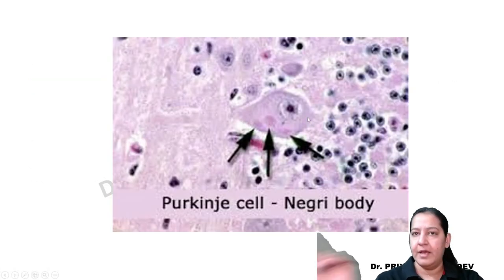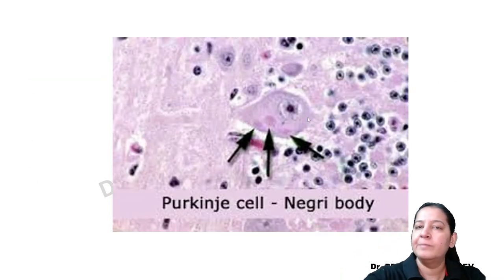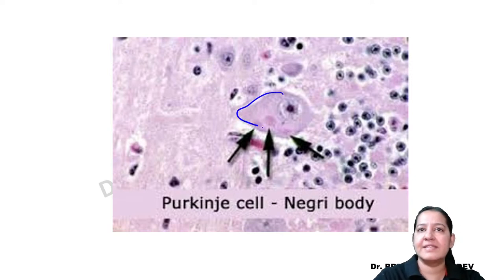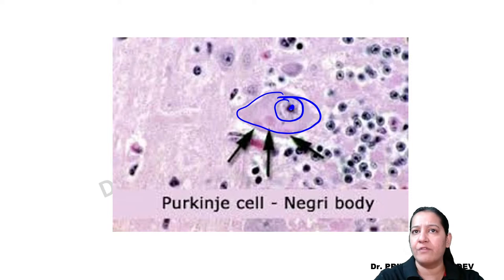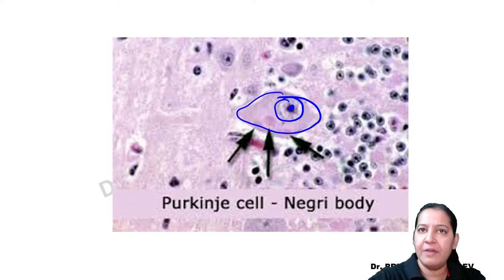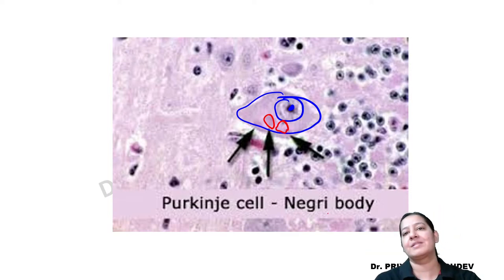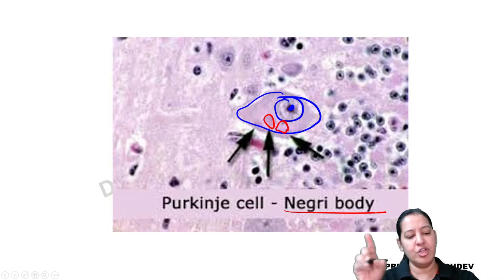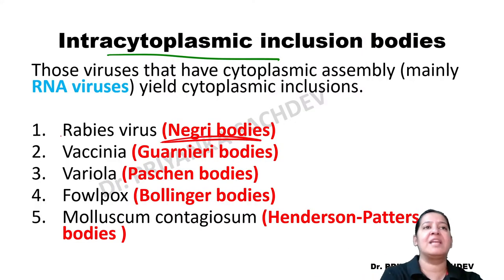Can you see? Okay. See, this is a brain cell, a neuron. This is the nucleus of the neuron. This is the nucleolus of the neuron. In the cytoplasm, if you zoom in and see, some pinkish eosinophilic bodies are there. These are Negri bodies. These are inclusion bodies. These are the Negri bodies which are seen in rabies virus.